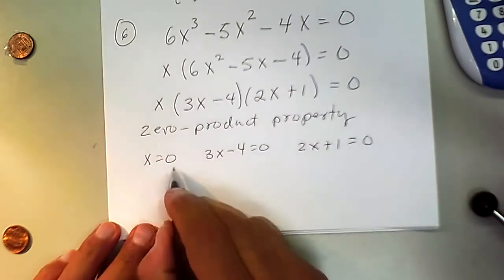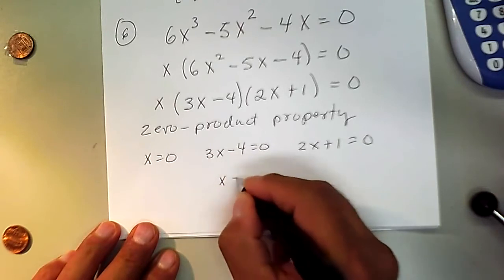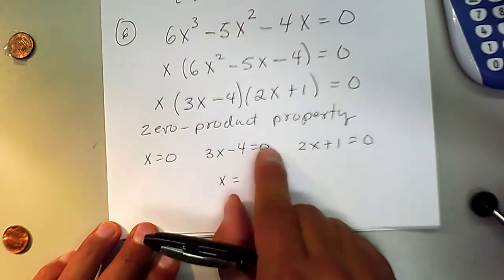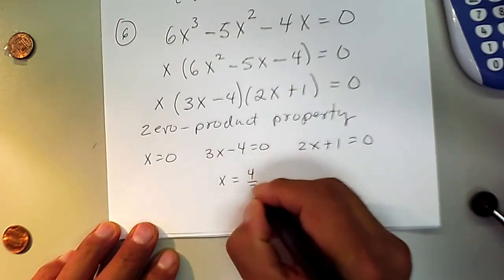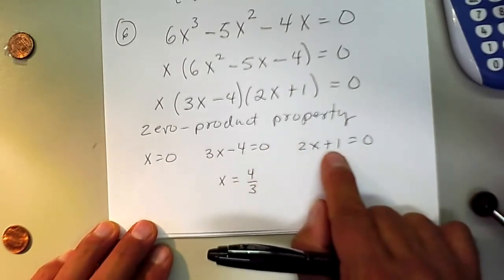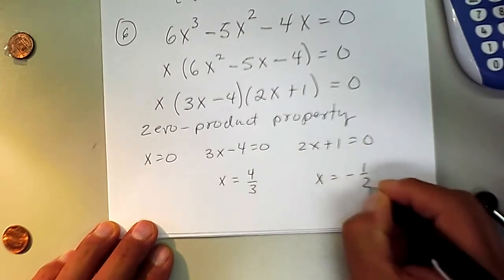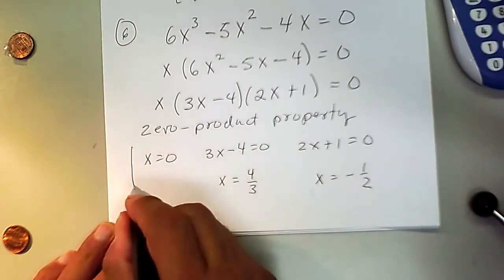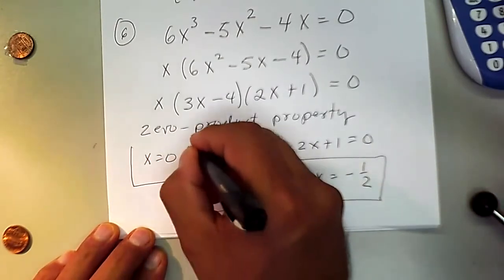Well, here we already got a solution. Another possible solution would be x, and I'm going to do two steps at once. Add the 4 to then divide by 3. Subtract the 1 to then divide by 2. So we have 3 solutions.